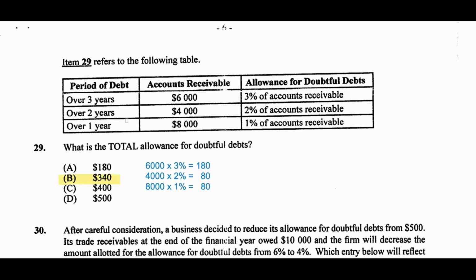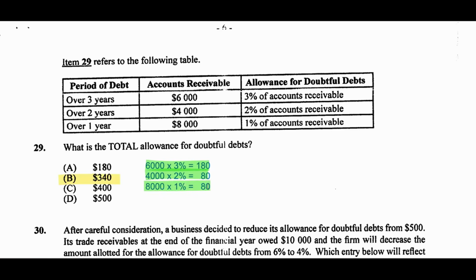Question 29 gives us a table to have a look at and asks us what is the total allowance for doubtful debts. Let's have a look at the table. Over 3 years, the AR was $6,000 and the allowance would be 3% of the AR figure. So 6,000 by 3% gives us 180. Over 2 years, AR is 4,000, the allowance is 2%. So 4,000 by 2% gives us $80. Over 1 year, 8,000 is your AR, the allowance is 1% of your AR. 8,000 by 1% gives us $80.